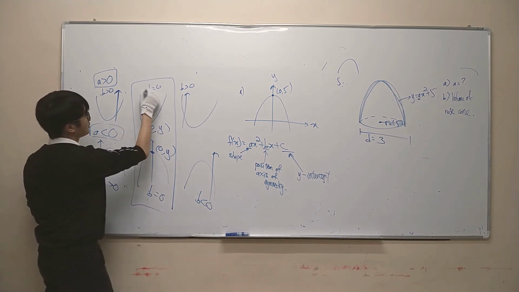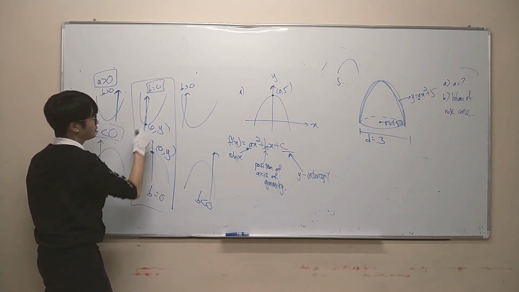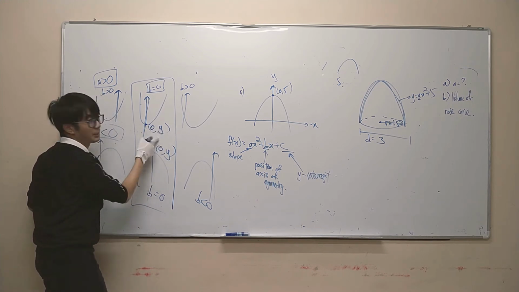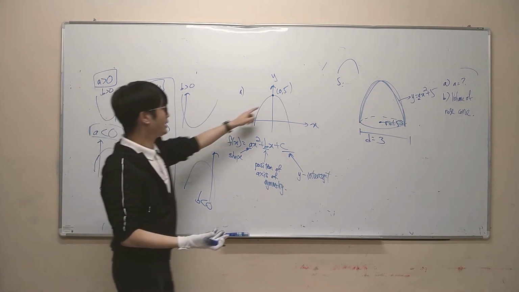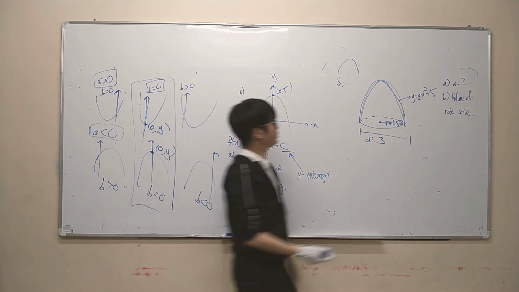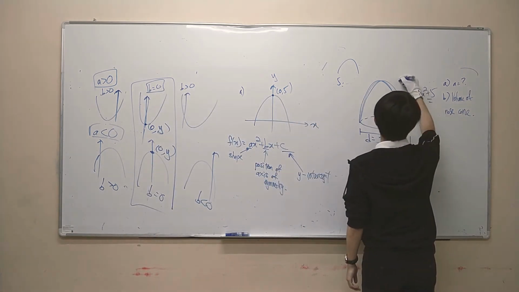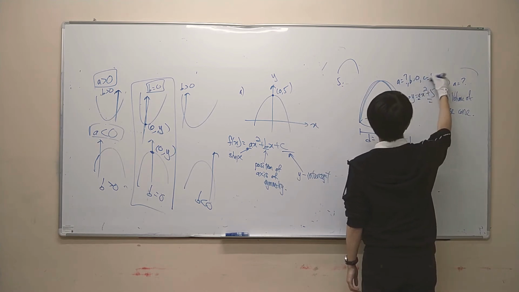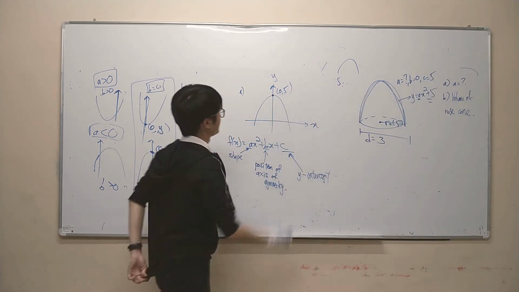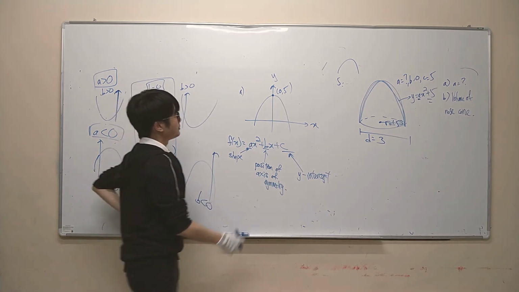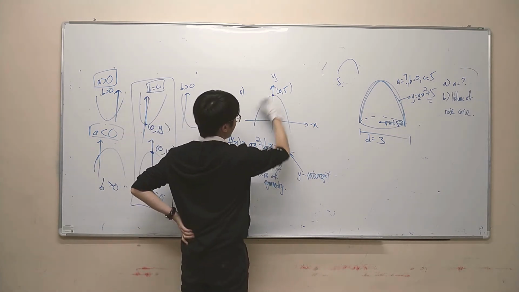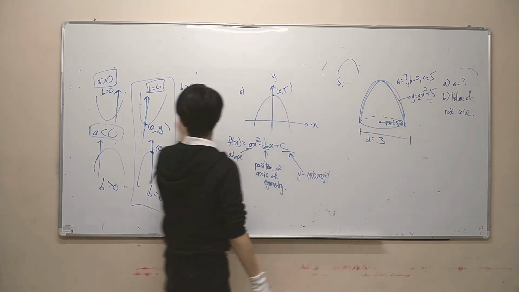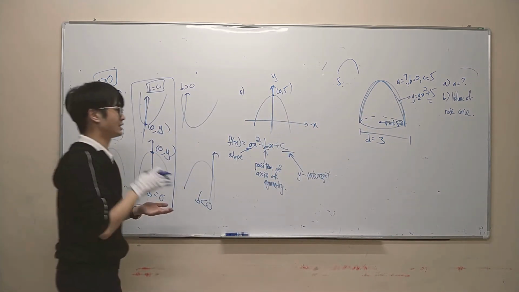So again, if b is 0, the axis of symmetry will be the y-axis. So the x value will be 0, and the y value depends on the y-intercept. That's why I know here is (0, 5), because I know c is 5. Look carefully: you don't know a, but b is 0 and c is 5. It means the y-intercept is 5. And I also know the axis of symmetry will be the y-axis, because b is 0. So when b is 0, the axis will be exactly in the middle.